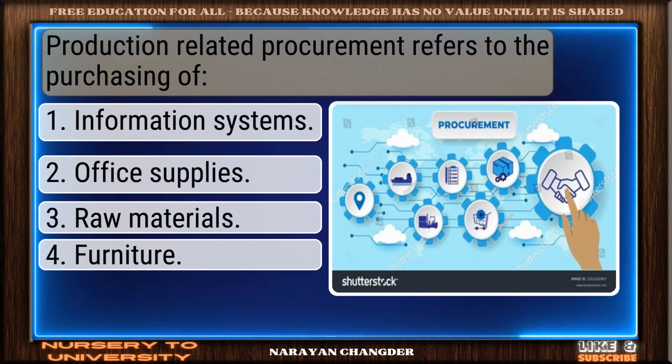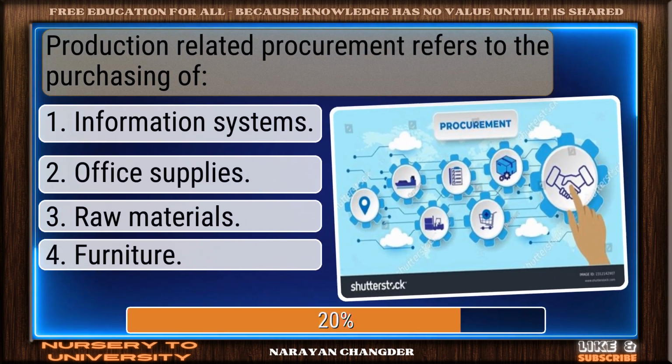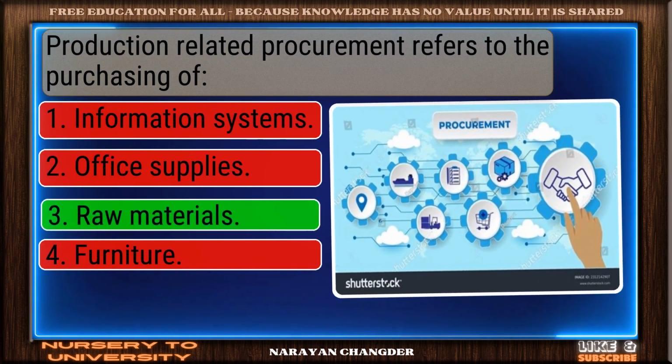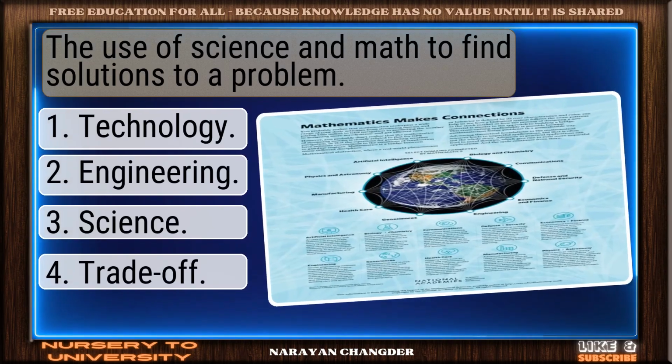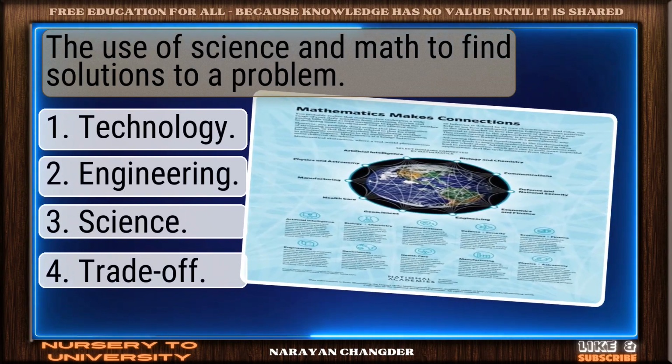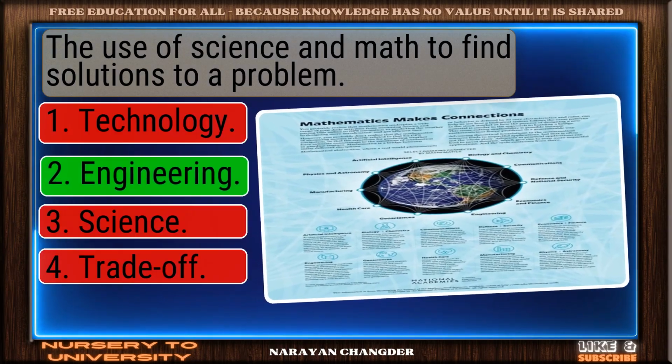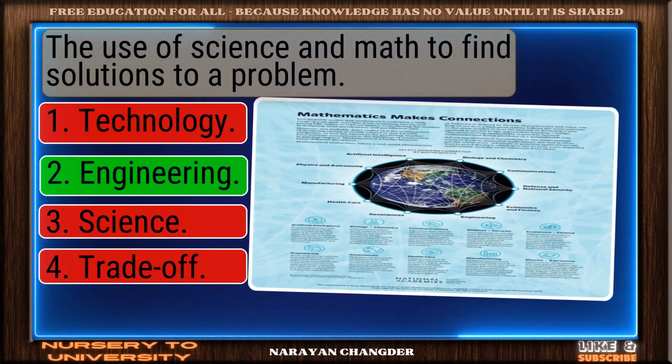Production-related procurement refers to the purchasing of. Nicely done. Raw materials is solid. The use of science and math to find solutions to a problem. Sharp thinking. Engineering is right.